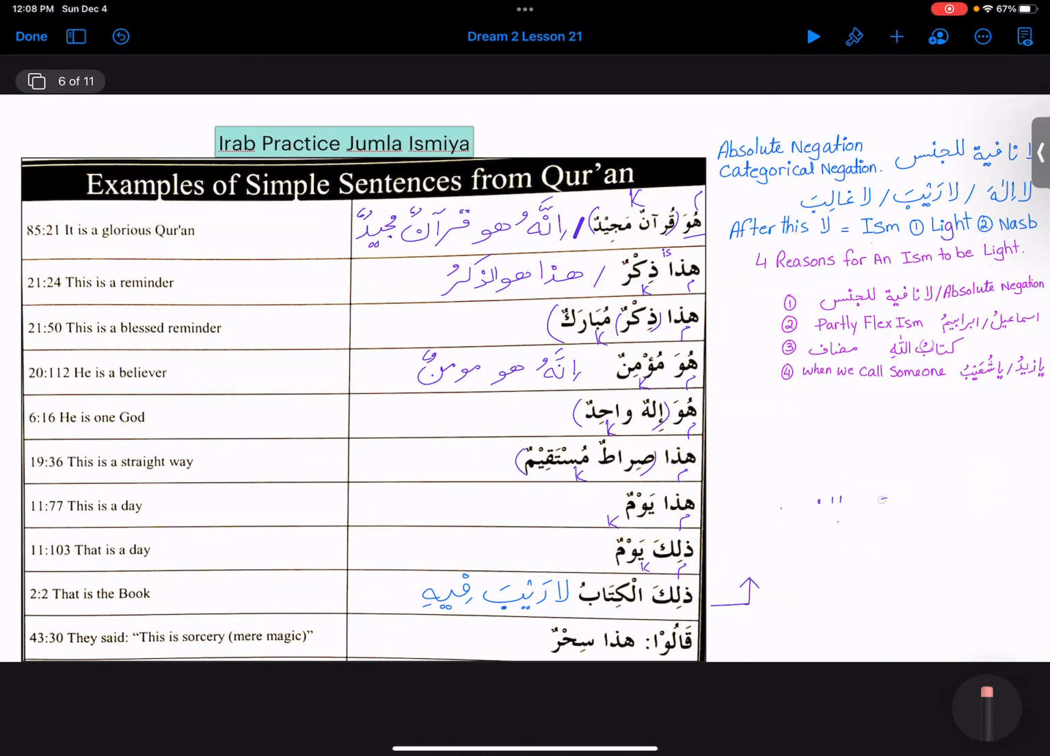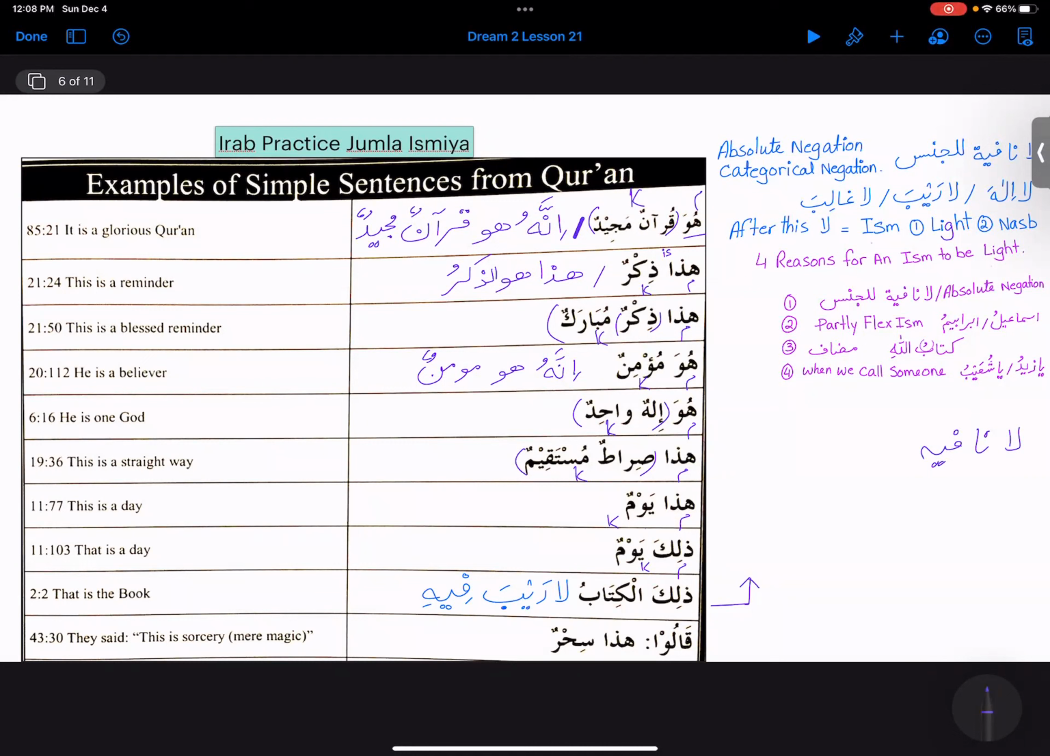Okay, so why am I saying "at all"? I don't know if we did La Nafiyatul Liljins before. Did I mention that? No. Okay, so today we are going to talk about it. La Nafiyatul Liljins. There are many different La in the Arabic language. In Quran-e-Pak we will see one La is simple La. That is called La Nafiyah.